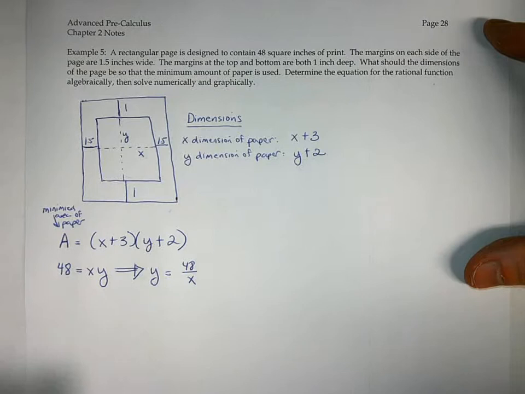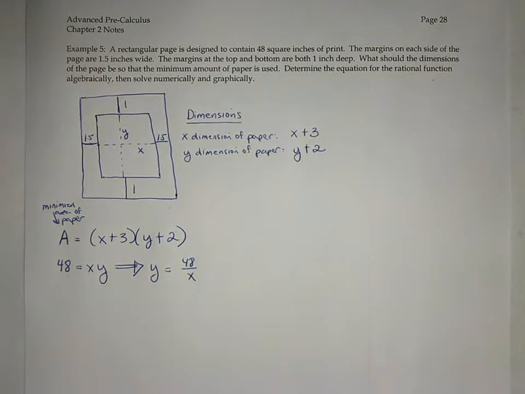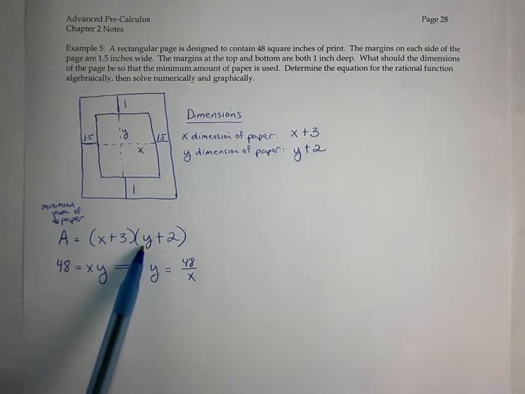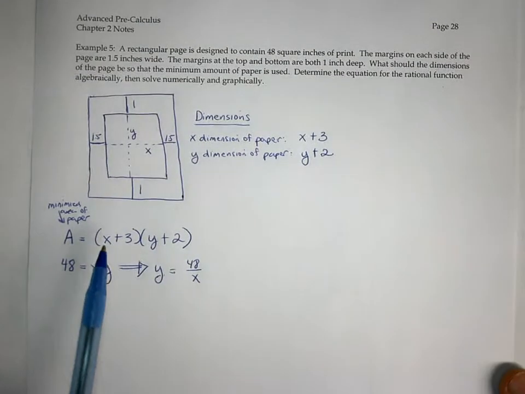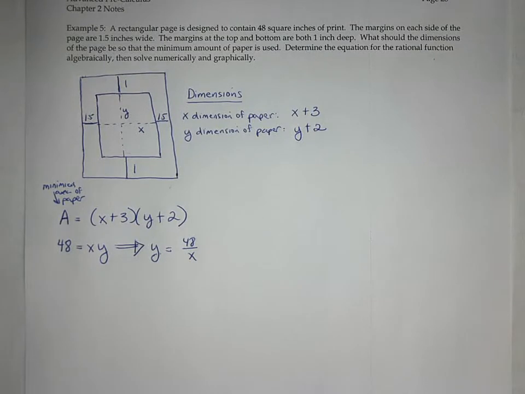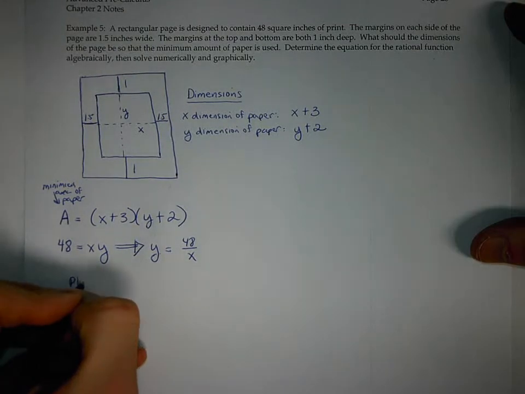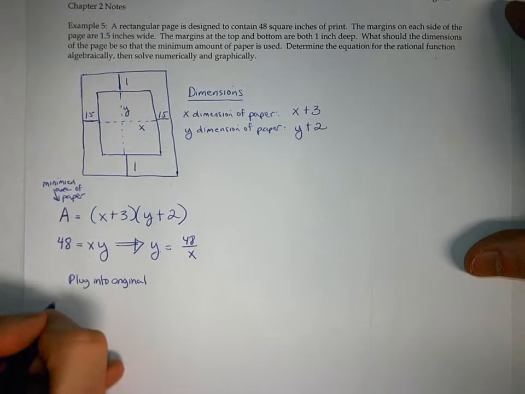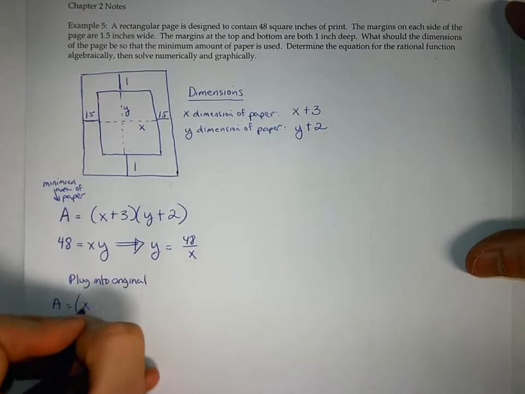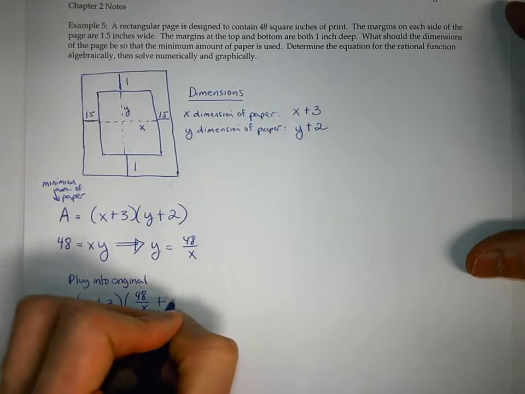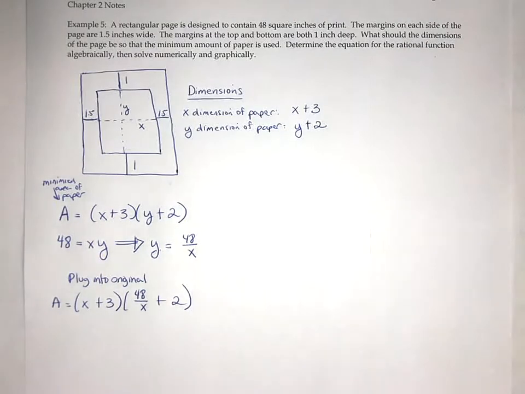So y is equal to 48 over x. And the reason why I choose that is as soon as I solve for y, I can plug this 48 over x in place of y in this equation, and then everything is in terms of x, which is what your calculator handles. So we solve in terms of y in this case, and then we'll plug into original. So area is equal to x plus 3, and then 48 over x plus 2.